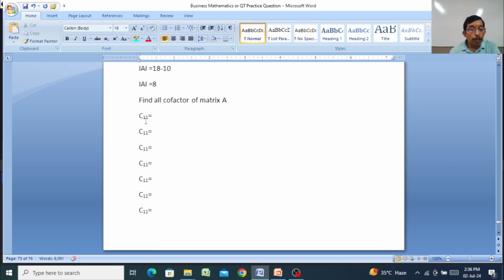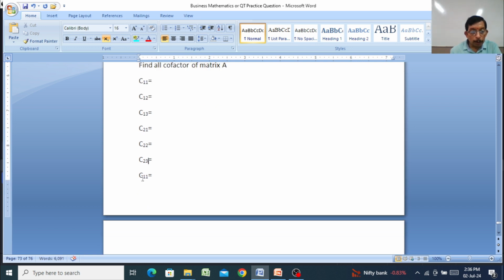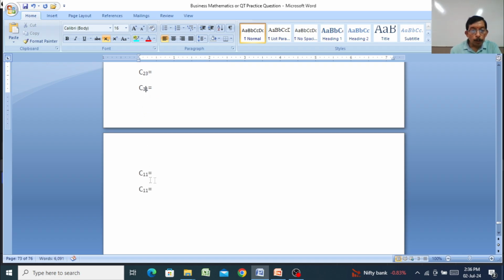The first cofactor, first row is C11, then the next one is C12, then C13. Second row, first cofactor C21, then C22, then C23, then C31, C32, C33.